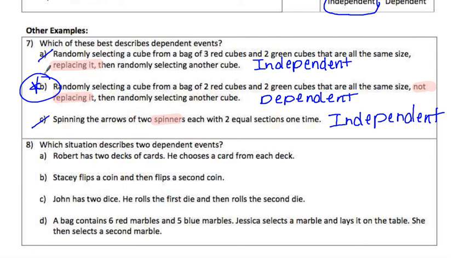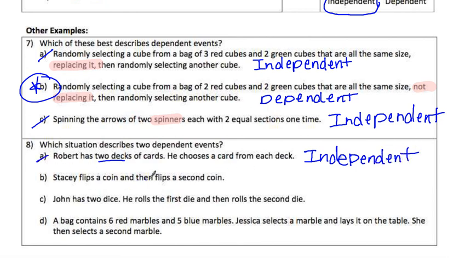So I want you to pause, and I want you to try number 8 on your own. So if we look at number 8, it says, which situation describes 2 dependent events? Letter A says Robert has 2 decks of cards. He chooses a card from each deck. Because he has 2 decks, that makes it independent. So that's not the answer.